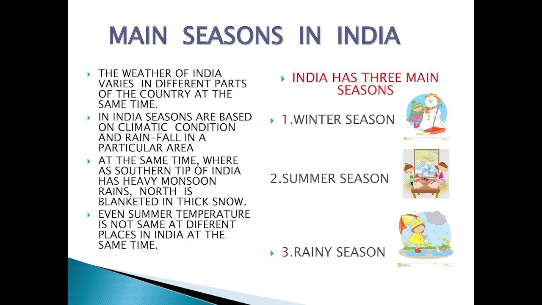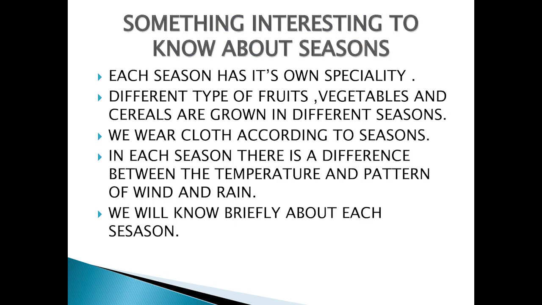So, based on climatic condition and rain pattern, India has three main seasons: 1. Winter season, 2. Summer season, and 3. Rainy season. All seasons have their speciality. Different fruits, vegetables and cereals are grown in different seasons. Even we dress according to season.